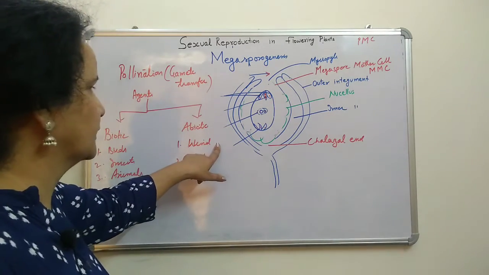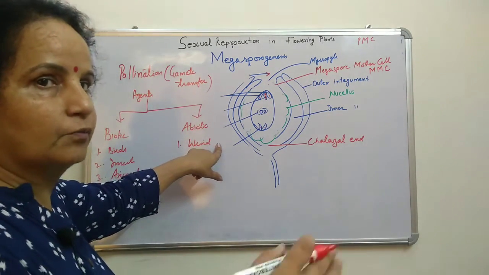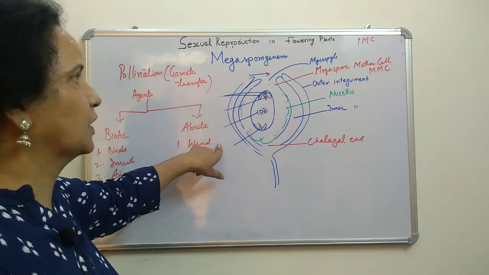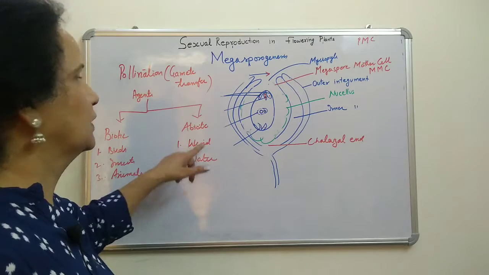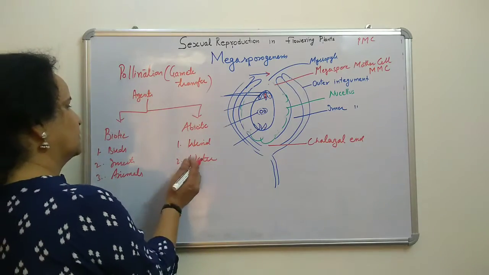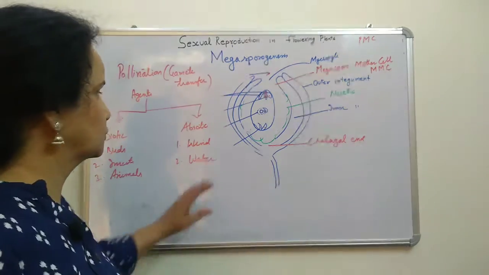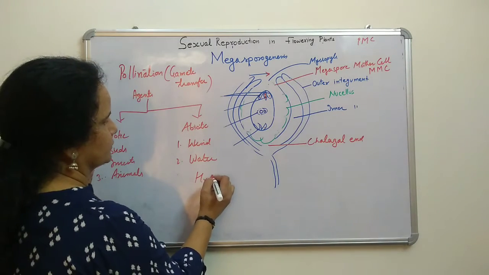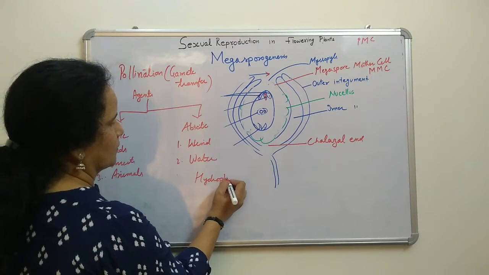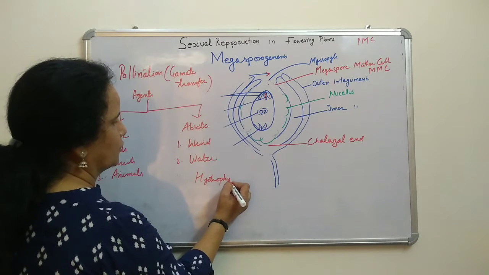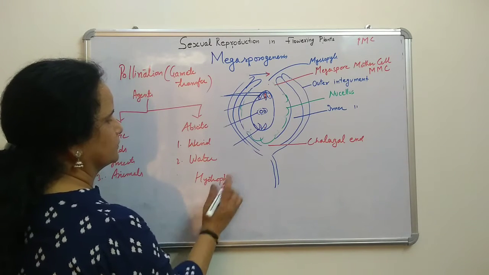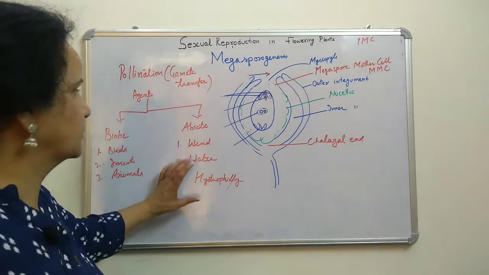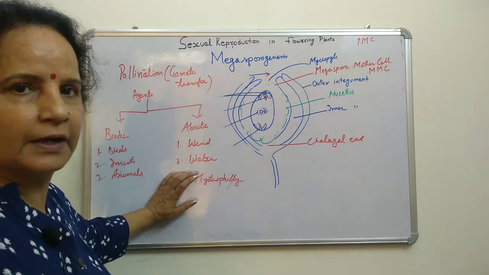First we talk about wind. When the pollen grains are transferred through wind current to reach the female, that is called abiotic. When they reach through water current, that is in aquatic plants, that is called hydrophily. Water pollination is mostly in aquatic plants.